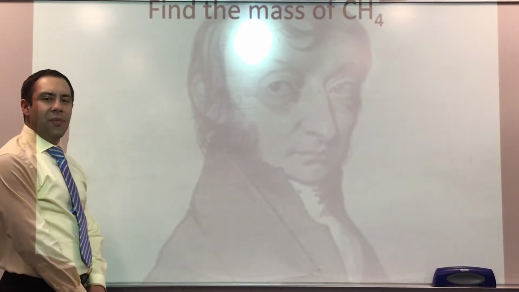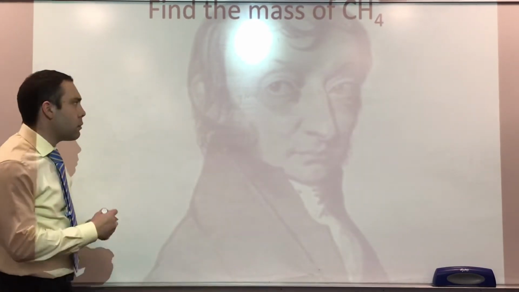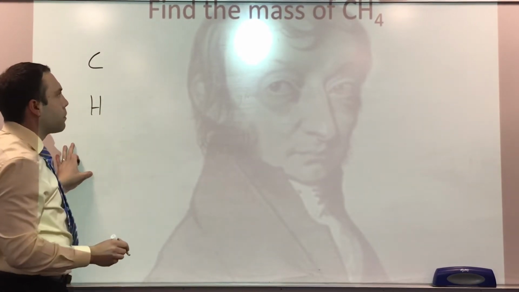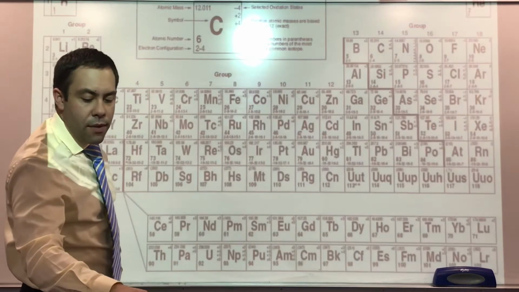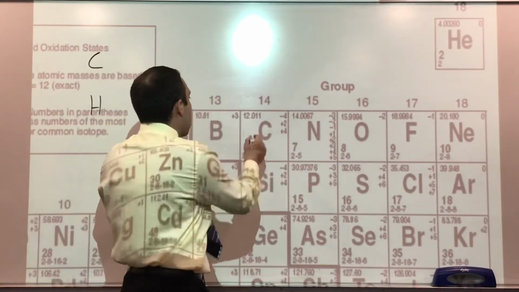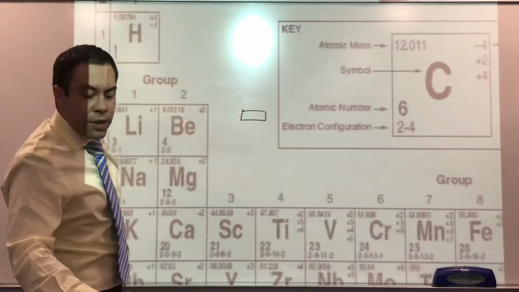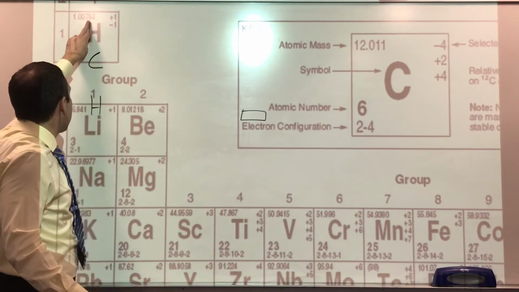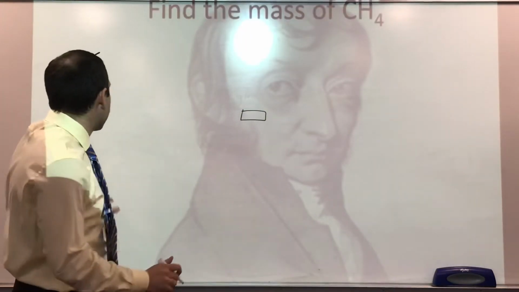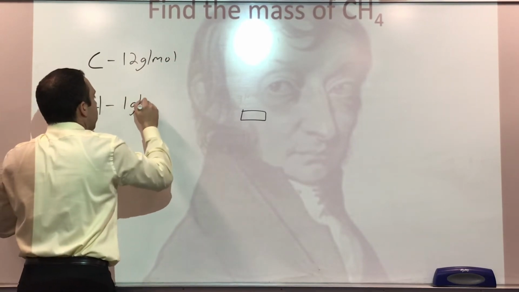Let's look at CH4, aka carbon tetrahydride, aka methane. First step, write down the symbols for each element in the compound. Step 2, find the masses. Carbon, nice and big there on the top. We can check it over down here. Carbon, 12.011, 12 grams per mole. And hydrogen, once again, 1.00794, so 1 gram per mole. 12 grams per mole, and 1 gram per mole.